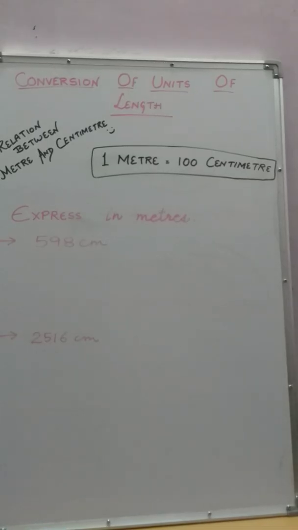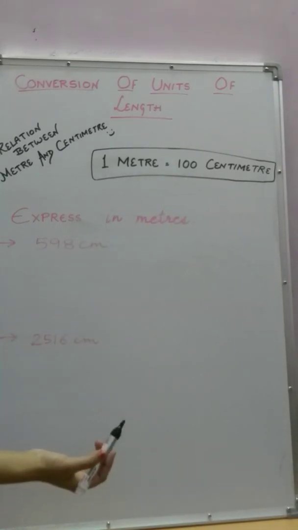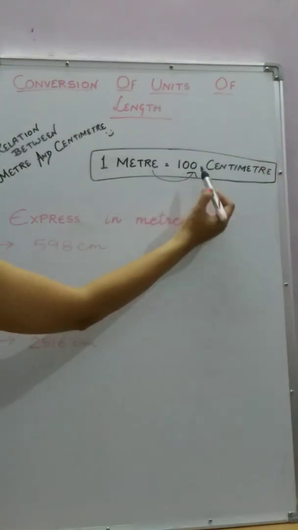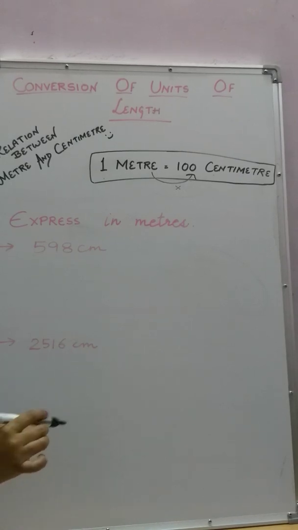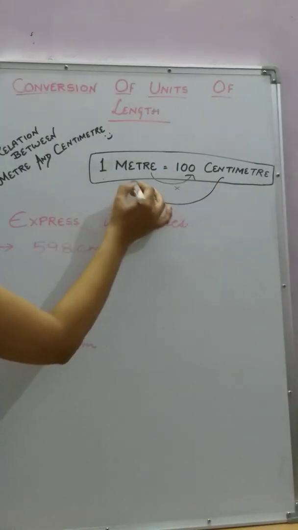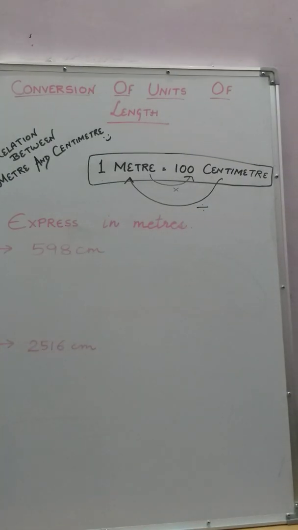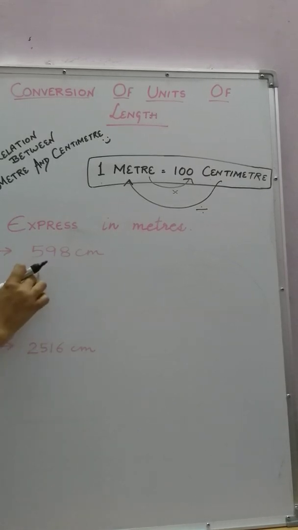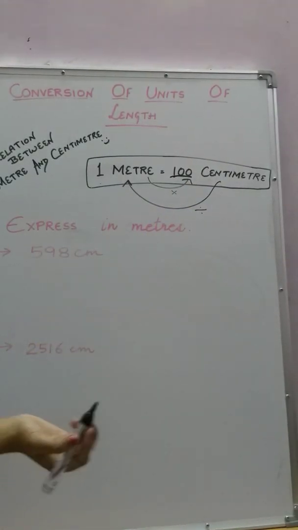Let's see how to express centimeter in meters. As you know, 1 meter equals 100 centimeter. So while converting meter into centimeter, we have multiplied that number. And if you have to convert centimeter into meter, we have to divide. To change centimeter into meter, divide the number of centimeter by 100.